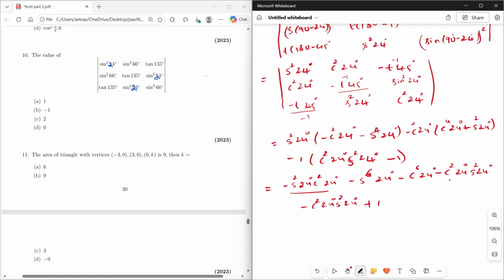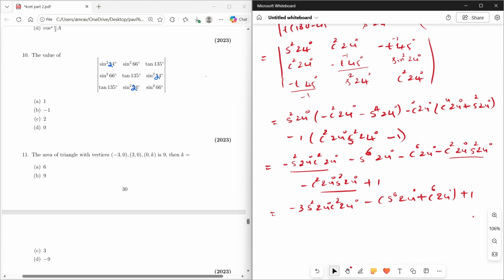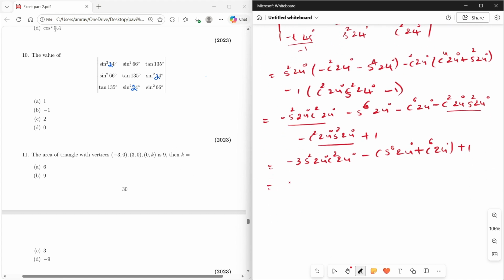So now you could see you have three like terms. When you add this, you will get minus 3 sine square 24 degree cos square 24 degree. And here when you take negative common, you will get minus sine power 6 24 degree plus cos power 6 24 degree, and plus 1, which is the last number. So this is equal to minus 3 sine square 24 degree cos square 24 degree minus, always remember, sine power 6 theta plus cos power 6 theta can be written as 1 minus 3 sine square theta cos square theta. So remember this important trick, and now this becomes plus 1.